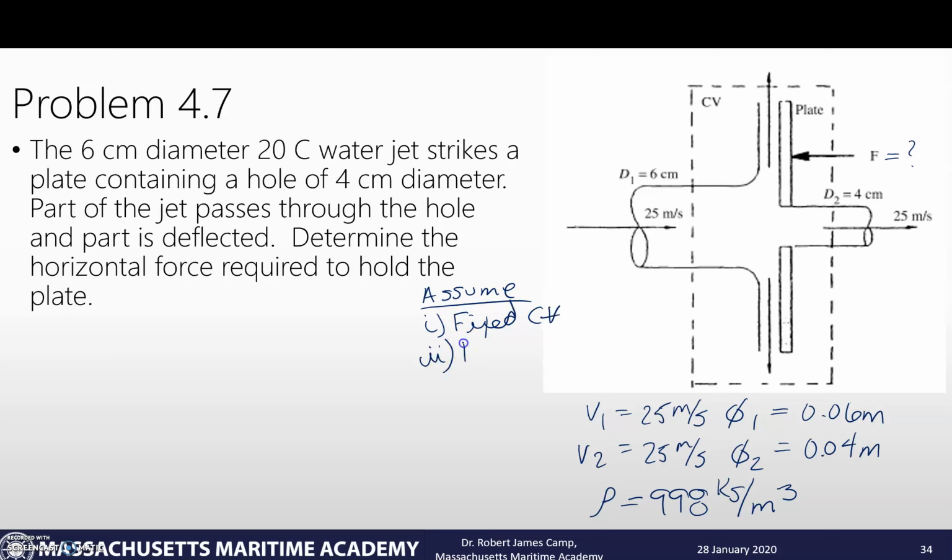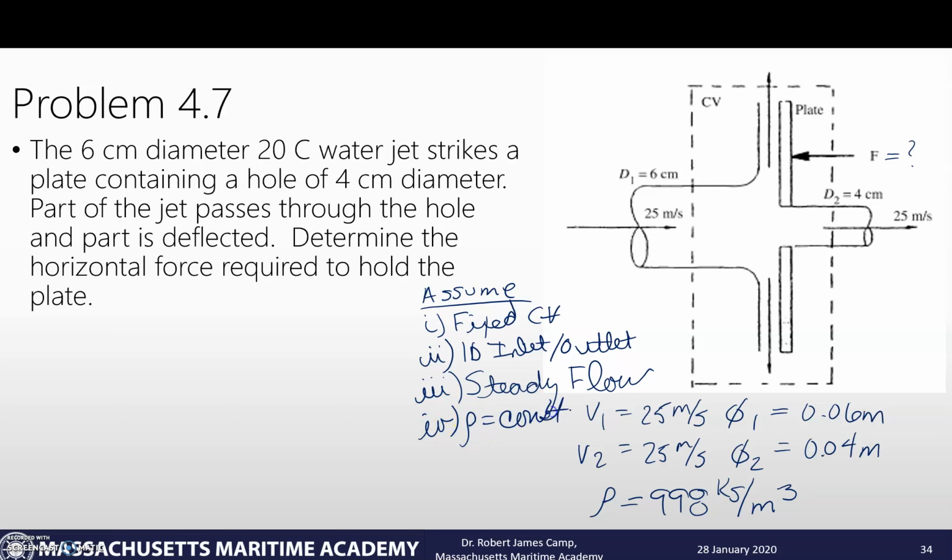The way it's drawn, we have one-dimensional inlets and outlets. They're all orthogonal to the control volume. Steady flow. There's nothing in the problem that says it's unsteady. And lastly, it's water, so we can say it's incompressible, or my density is constant. So we can apply all of our equations that we have.